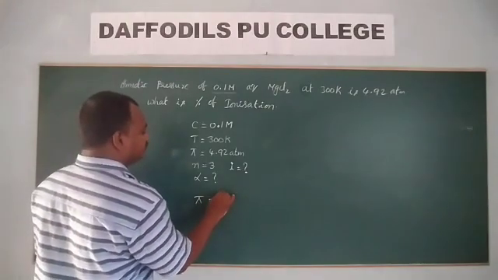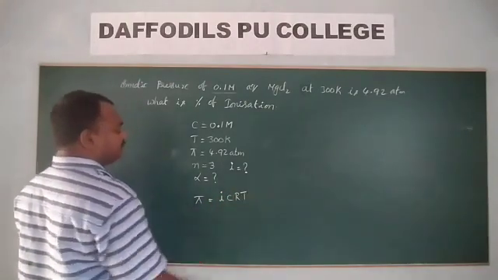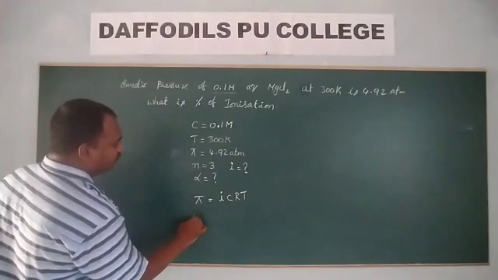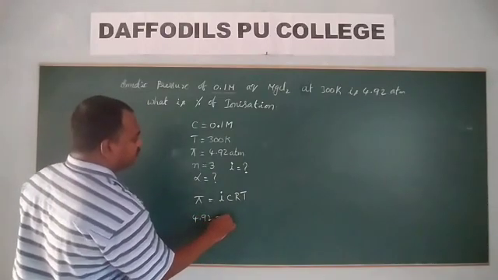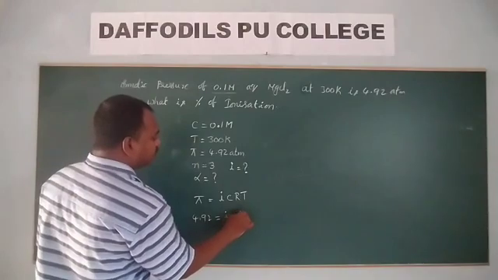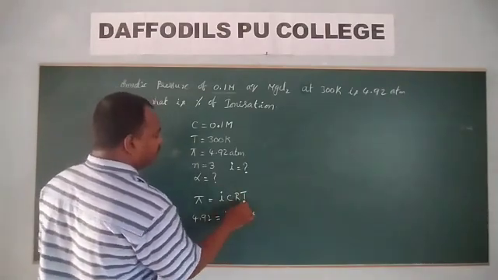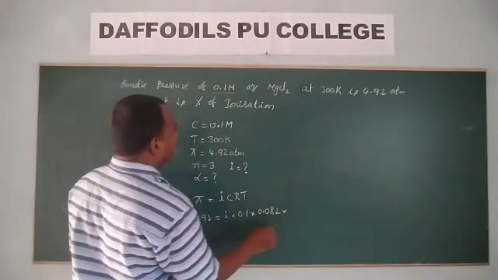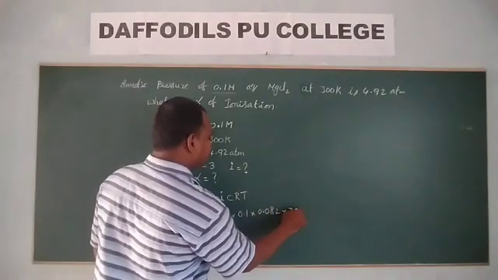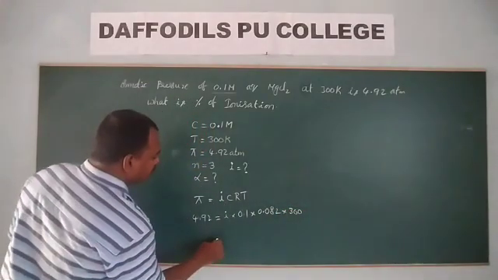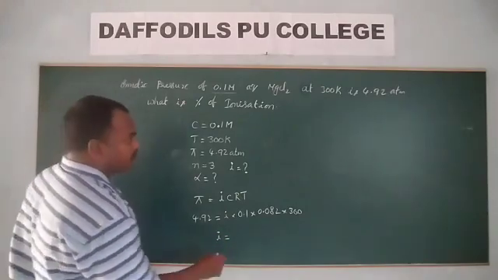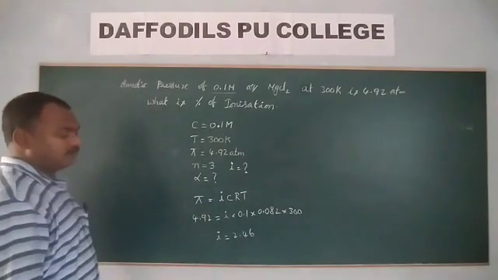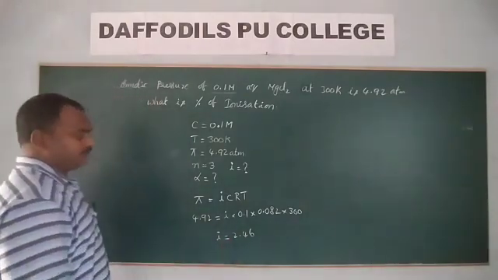So pi is equal to iCRT, where i is the Van't Hoff factor. So I am substituting the values. 4.92 is equal to i into concentration 0.1, R value, the solution constant, is 0.082, temperature is 300 kelvins. After simplifying this, we will get i is equal to 2.46. Now we get the i.